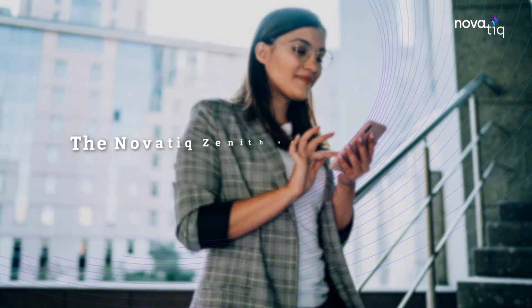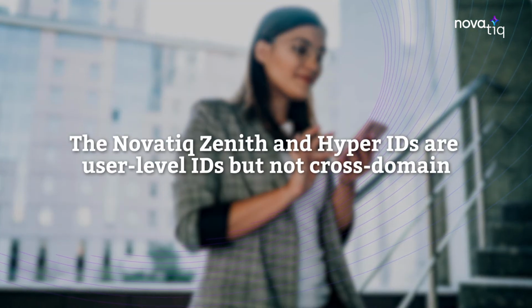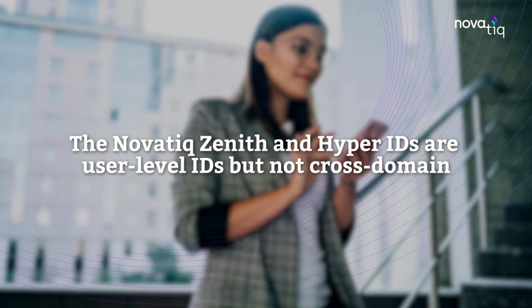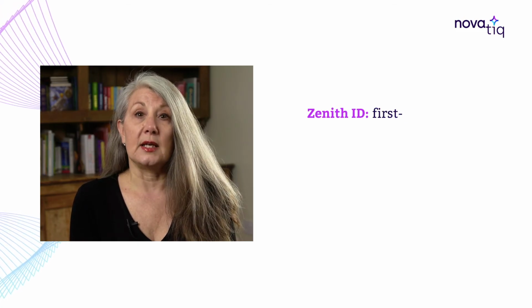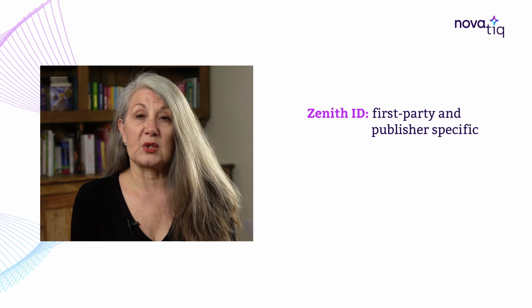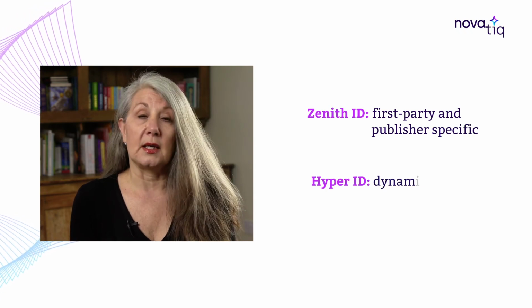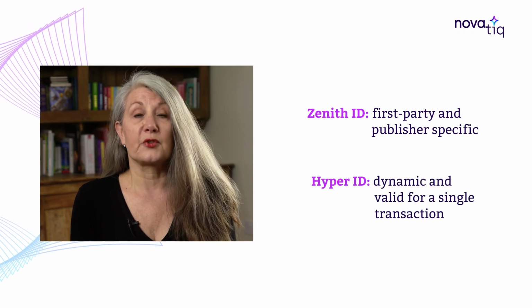The Novatiq Zenith and Hyper IDs are user-level IDs but not cross-domain. Instead, as previously explained, the Zenith ID is first-party and publisher-specific, and the Hyper ID is dynamic and valid for a single transaction. Novatiq's ID solutions can be used in isolation or are completely interoperable with other ID solutions in the market, so advertisers and publishers don't have to compromise by choosing only one.